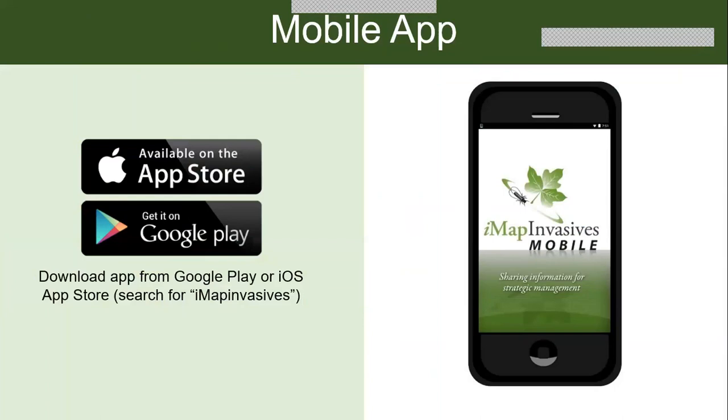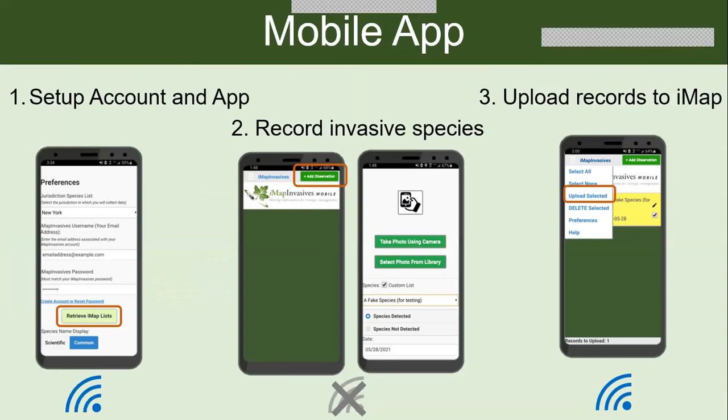So the app has a three-step workflow. When you're first getting on the app, you should log in on the preferences page, and you will need connection to log in for the first time. You type in your iMap account information, which is the email and password associated with your iMapInvasives account. Click on Retrieve iMap Lists, which is basically the login button. And if you get an error message, try again, and it usually goes through.